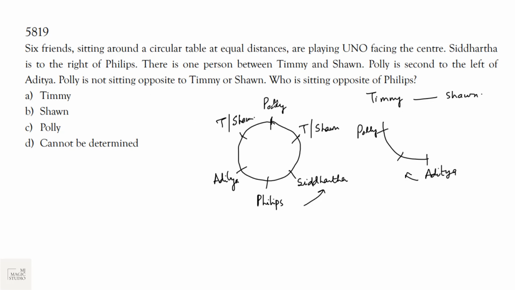There is one person between Tim and Sean. Polly is not sitting opposite to Tim and Sean. Who is sitting opposite to Phillips? Polly and Phillips are sitting opposite to each other. Polly is sitting opposite of Phillips. Option C is the pick.